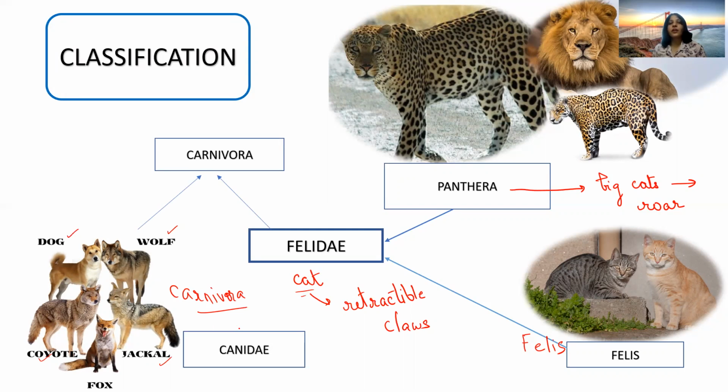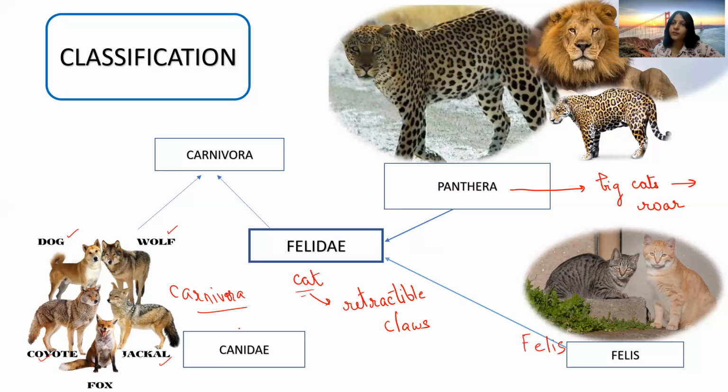Carnivora will include all those animals which are flesh eating, which like to eat flesh. So this is how we have come from a specific characteristic to a very broad characteristic of flesh eating animals. Now if we see more characteristics, all of these animals are able to reproduce and they produce young ones. They are not laying eggs. They are not egg laying animals. They are producing their young ones.